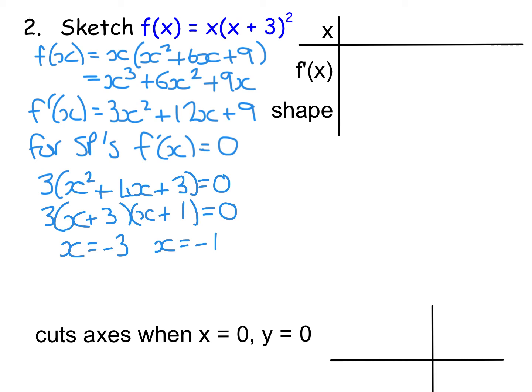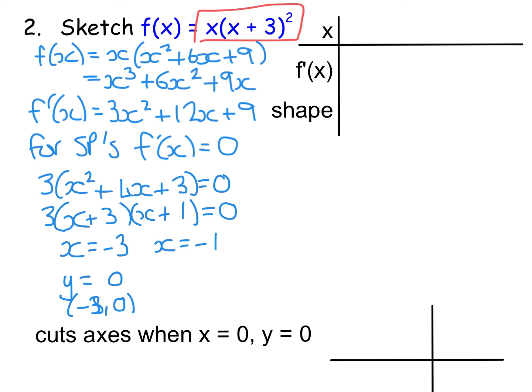Remember that 3 at the front is just a multiple, so it gets dropped. It's not going to be split up with the other brackets. So there I've got those two numbers. I have to plug them back in to get my y coordinates. So if I put minus 3, remember you're putting it back into the very original equation, so I'm putting it in here. If I put in minus 3, well, minus 3 plus 3 is 0. Square it is 0. Times it by minus 3 is still 0. So my first one gives me minus 3, 0.